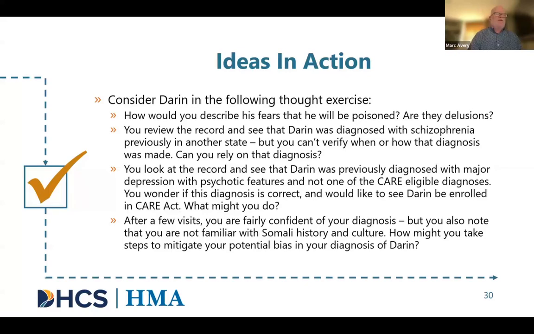Okay, another sort of trick question. You look at the record and see that Darren was previously diagnosed with major depression with psychotic features and not schizophrenia or one of the CARE Act eligible diagnoses. But you don't think that diagnosis is correct, and you'd like to see Darren be enrolled in the CARE Act program. What might you do?